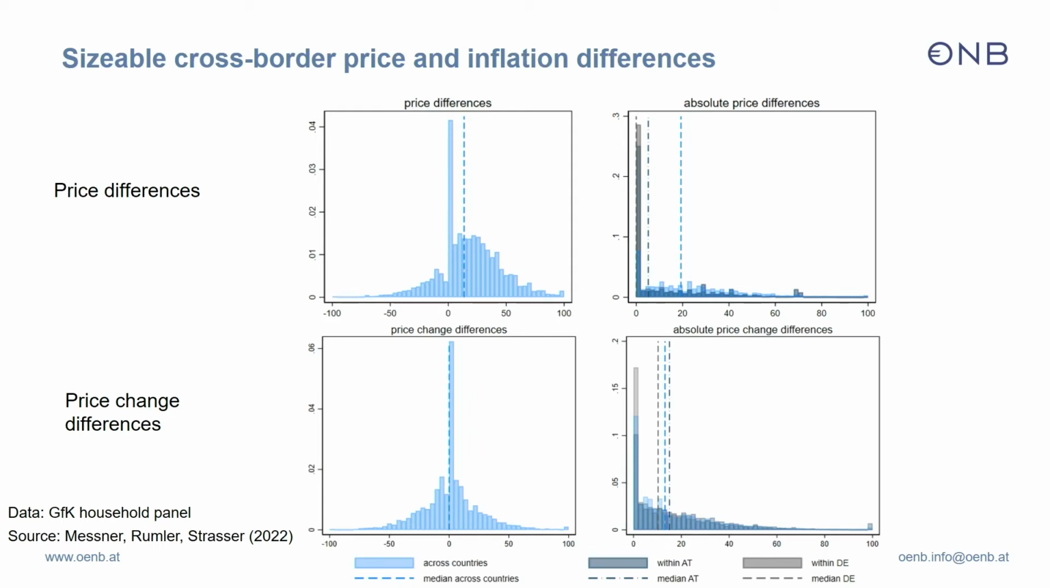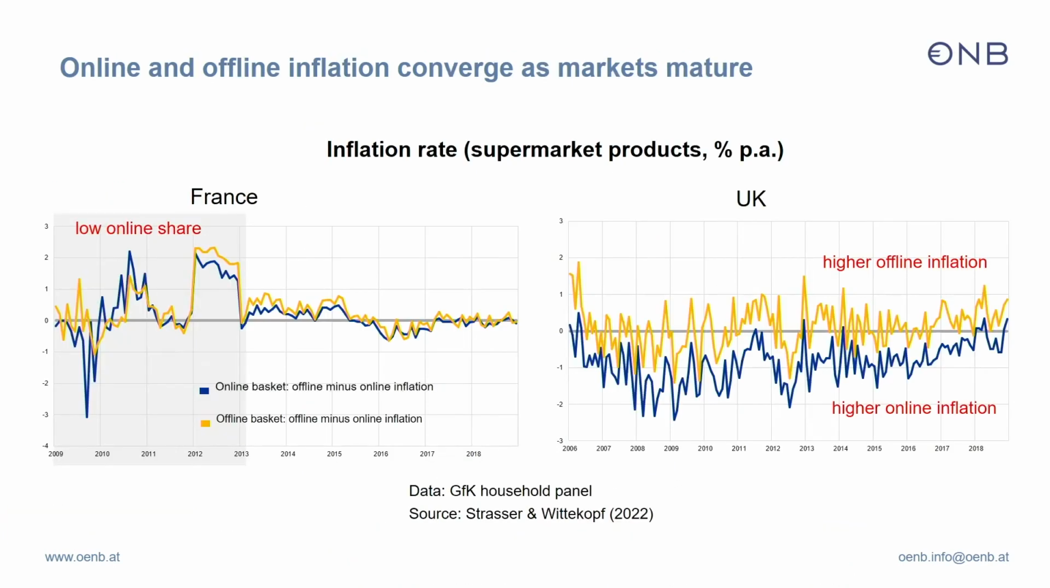The good news is that, notwithstanding these price differences, inflation rates of the very same goods are not that diverse, and the median is near zero. So we have price differences, but not inflation differences, which is good news.